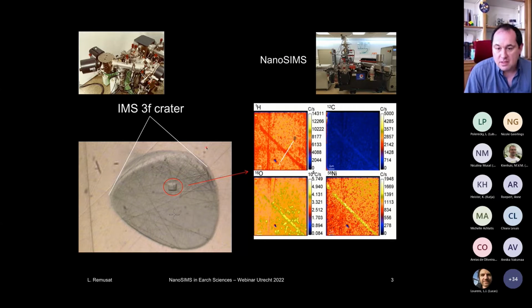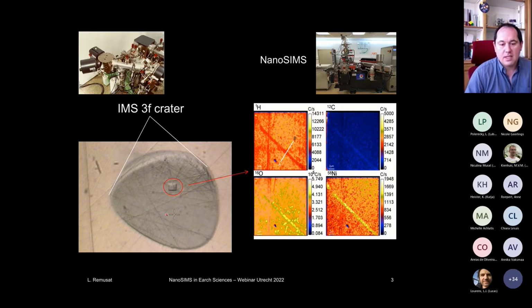One of the main reasons why the nanosims is so useful is because it has a very nice spatial resolution compared to historical sims. So I took here the worst example for the regular sims. Here you have on this picture a crater on a sample that was made by an EMS 3F, so an old sims from the 80s.